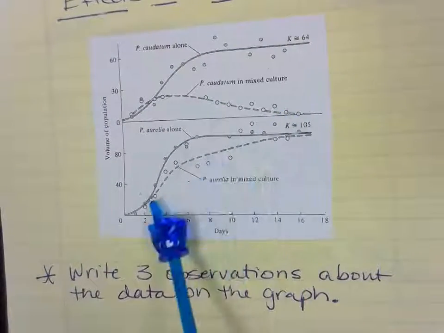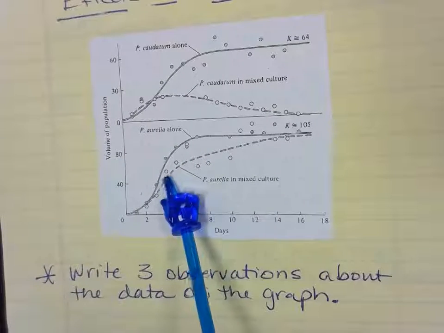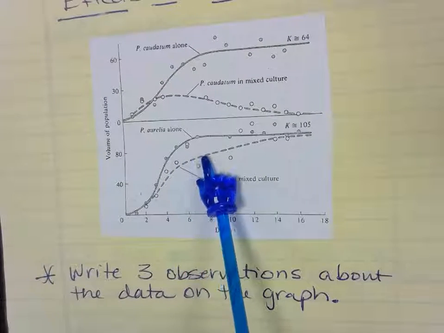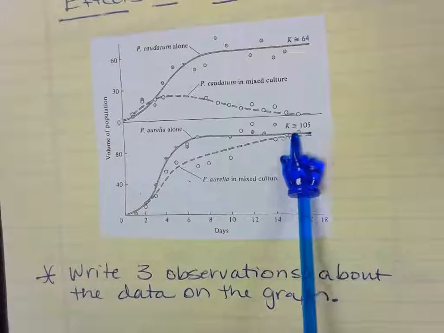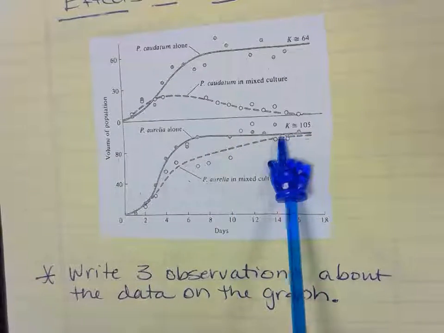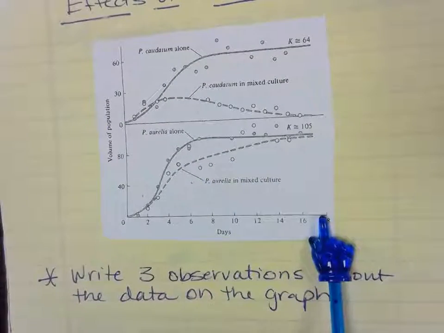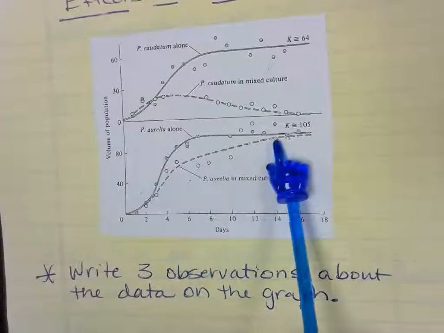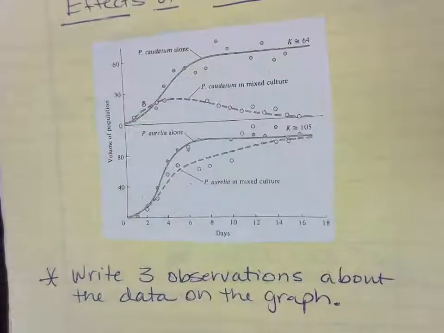As we mix Paramecium aurelia with Paramecium caudatum, it doesn't really seem to faze aurelia as much. It still gets very close to its carrying capacity. It takes a little bit longer, but it doesn't decline and it doesn't die out completely. So, I mean, we can infer here that aurelia is a much better competitor than caudatum.